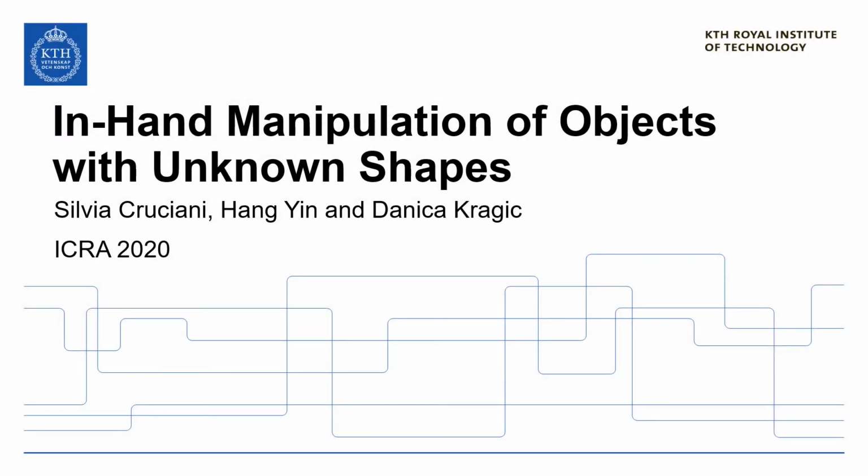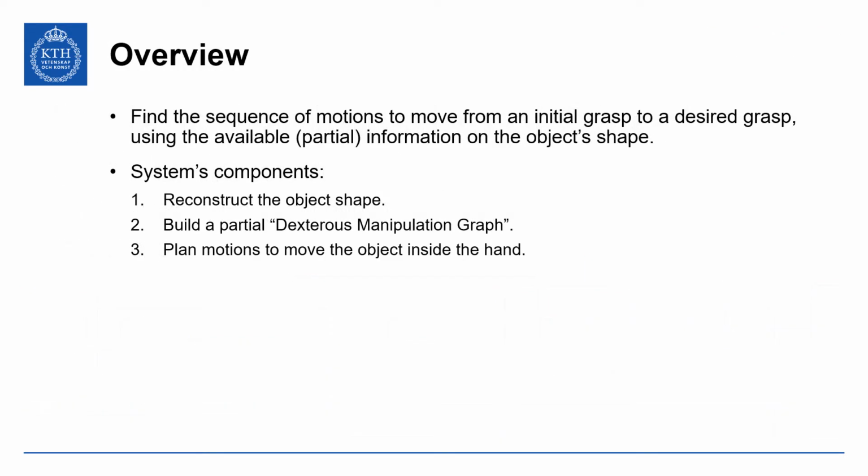Hi, I am Silvia Cruciani and I will guide you through our work in-hand manipulation of objects with unknown shapes. This work addresses the problem of finding a sequence of motions to change the configuration of an object inside the robot's gripper without having to release the grasp. I will refer to these motions as in-hand or in-gripper manipulation.